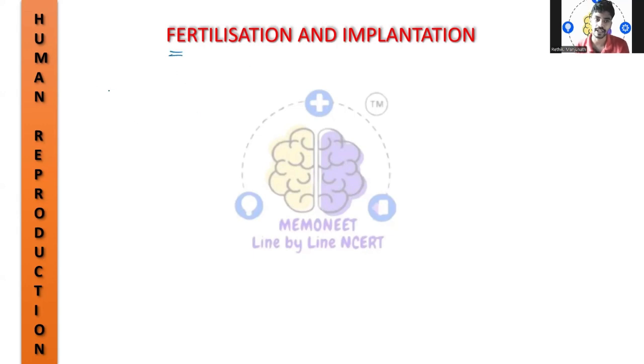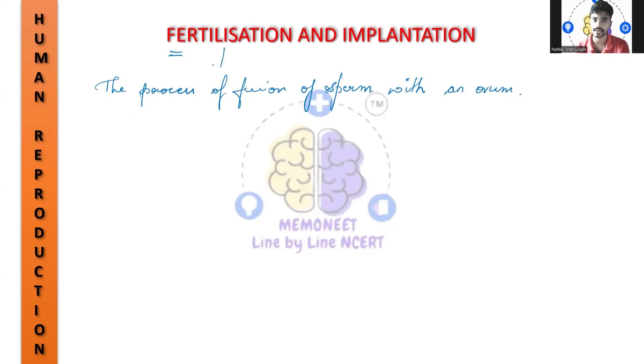So what do you mean by fertilization? The process of fusion of a single sperm with an ovum is called fertilization. In order for fertilization to happen, certain things are very important, right?